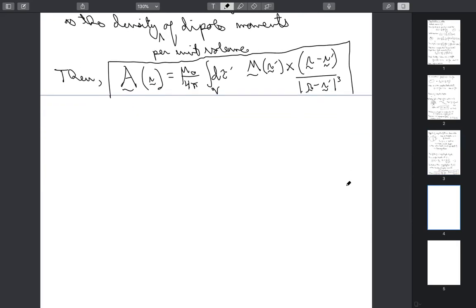Okay, now written like this, once again, just like in the case of electrostatics, this is completely correct. There's no approximation in here, except for the fact that you're dealing with the dipole moments. But we can write this equation in a slightly more enlightening fashion by using some vector identities. Okay, so let's find a more enlightening representation.